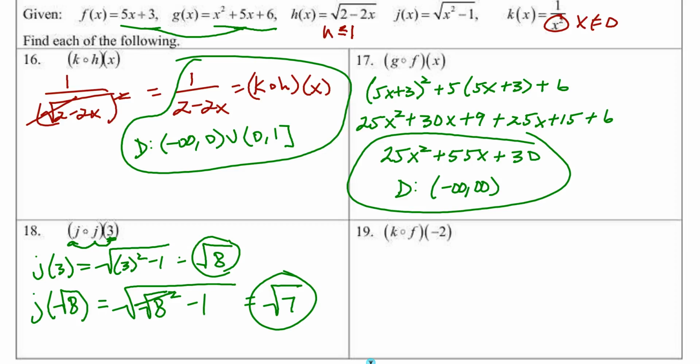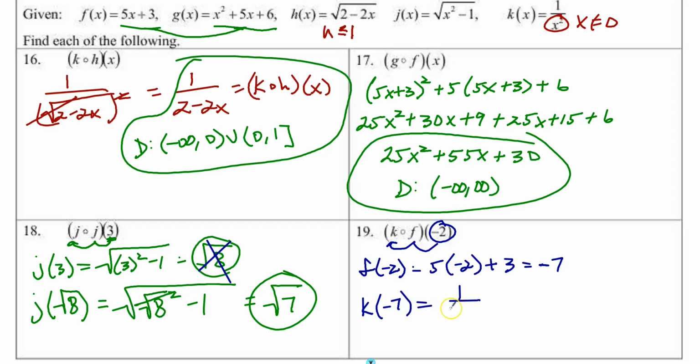And finally, last problem, K of F. Again, I'm going to plug -2 into F, get that output, plug that into K. So F of -2 is going to be 5 times -2 plus 3, which is -7. Now I'm going to plug the -7 into K. So it's going to be K of -7. So I get 1 over -7 squared, which is 1 over 49. So there's my composition.